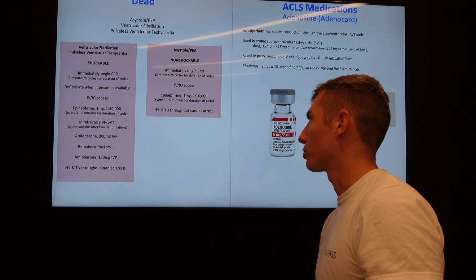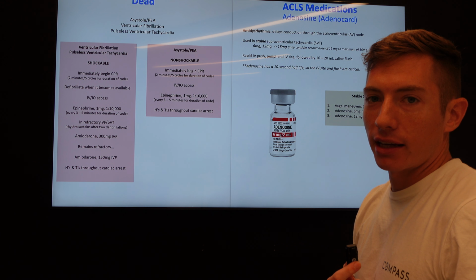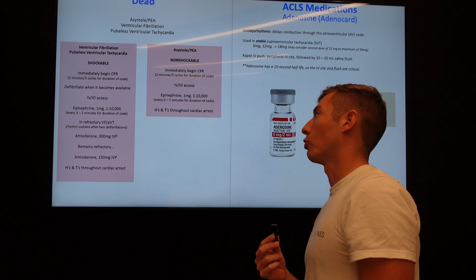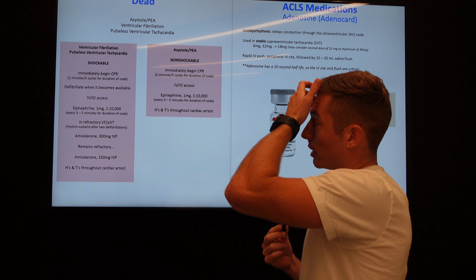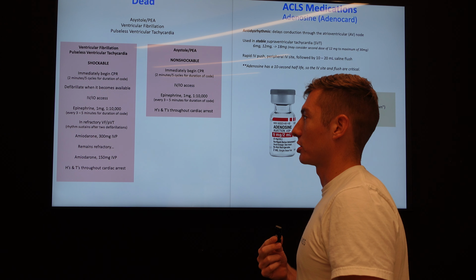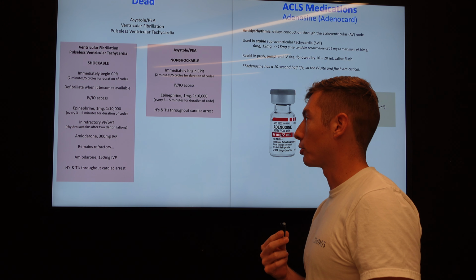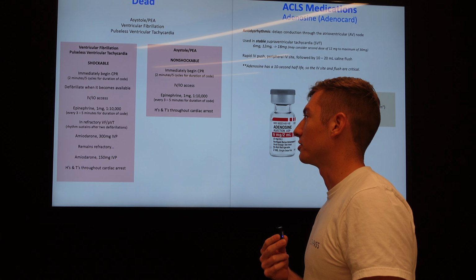Could have sworn there's a third one. Defibrillate whenever it becomes available. We want to make sure we gain IV and IO access. Epinephrine, we want to give 1 milligram, 1 in 10,000, more potent, every 3 to 5 minutes for the duration of the code.